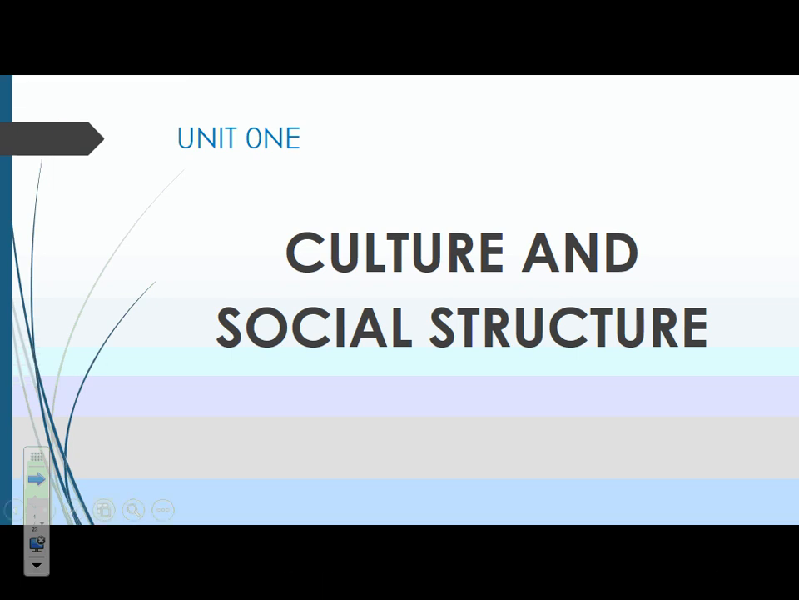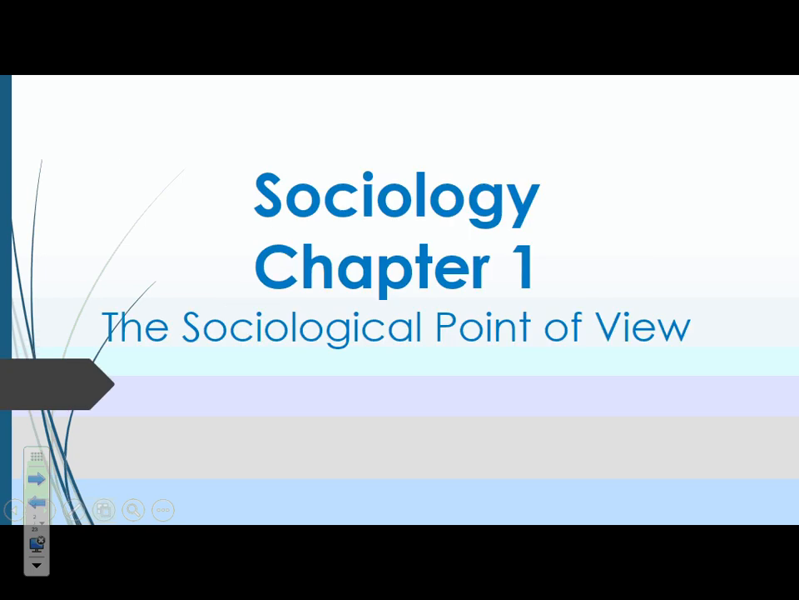All right. So we're going to begin with Unit 1, and Unit 1 focuses on culture and social structure. So we've got a few chapters here. The basic expectation for you is that we're going to talk about culture. But we also need to talk about what is this first chapter. And our first chapter is this, sociology, the sociological point of view. You got to have a basis for this.